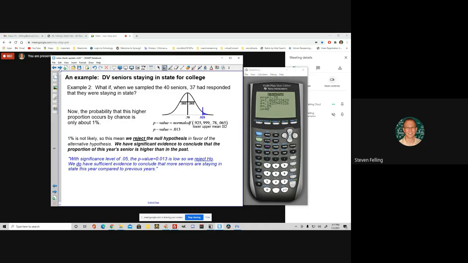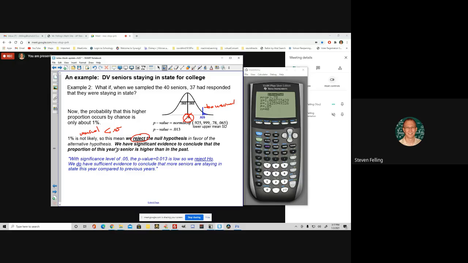Okay. And then that means we would change our conclusion. We'd say 1% is unusual. It's not likely, right? It's so unusual that it causes us to reject the value for the null hypothesis. It causes us to put in question, is it really true that 78% of people are still going to state schools at DV, right? Because this is too unusual now for us to not reject the null hypothesis. So because this is less than 0.05, we are going to reject the null hypothesis.